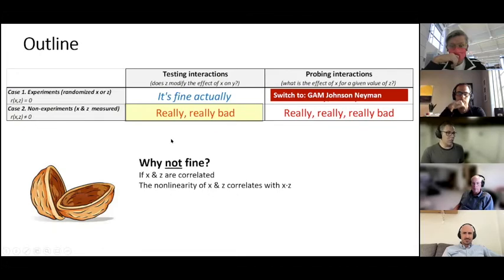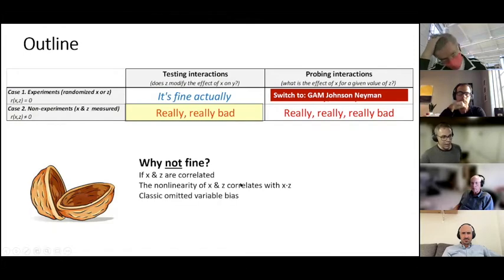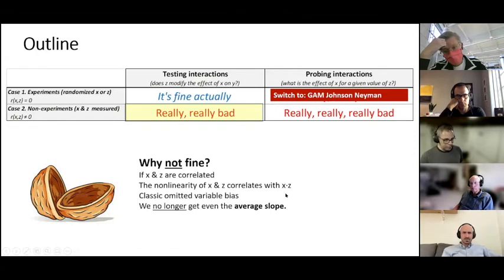Okay, but here's the problem. If X and Z are correlated, and I'm going to show you a concrete example later on, then anything that's not linear in them will correlate with the interaction. And then we're going to have classic omitted variable bias, meaning what? We're omitting the nonlinearity, but we're including the interaction. And so the interaction is going to pick up the nonlinearity. So we no longer really get the average slope, at least not in the sense that we want.